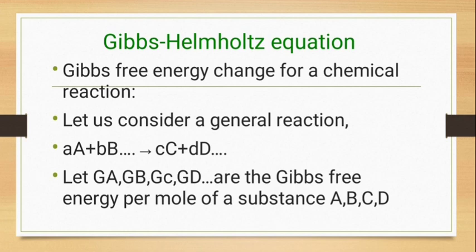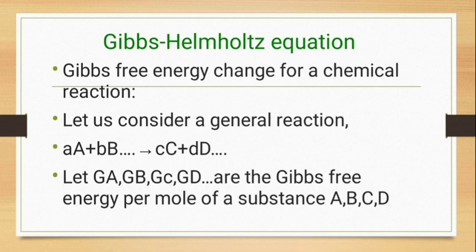Now we will see the actual derivation of the Gibbs-Helmholtz equation. So, the Gibbs free energy change for a chemical reaction. Let us consider a general reaction: aA plus bB gives cC plus dD. Here, small a, b, c and d represent the number of moles, and capital A and capital B represent the reactants, and capital C and capital D represent the products.